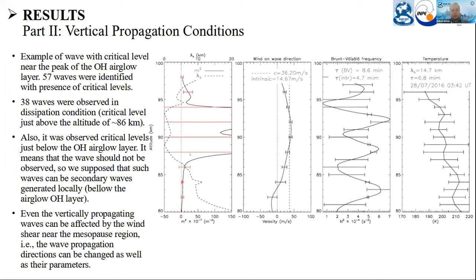We also saw a certain number of waves with a critical level near it. That's an example. The vertical wave number goes to infinity as the phase speed of the wave is equal to the wind in that direction. Then 38 waves were observed in a dissipation condition. The critical level is just about the altitude of the observation, nominally 86 kilometers.